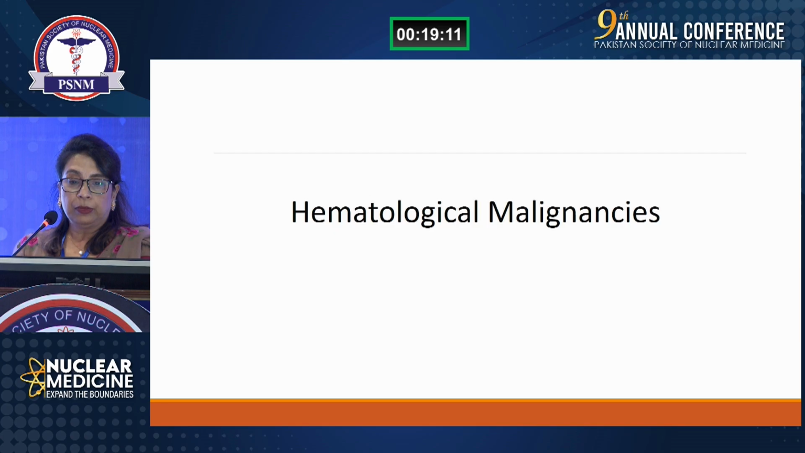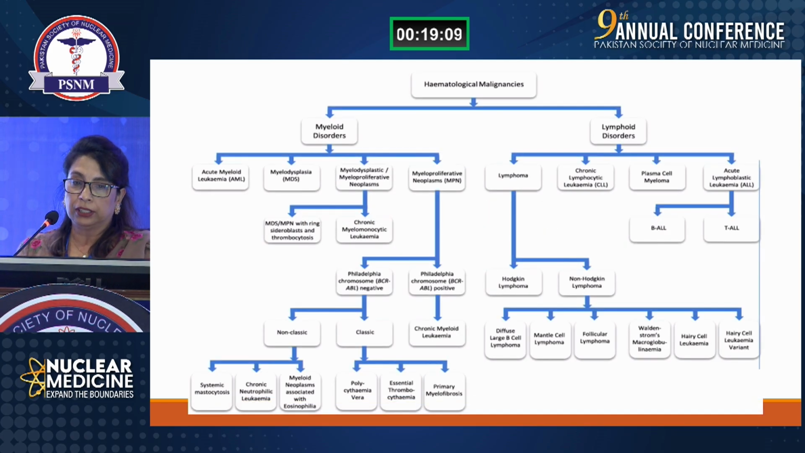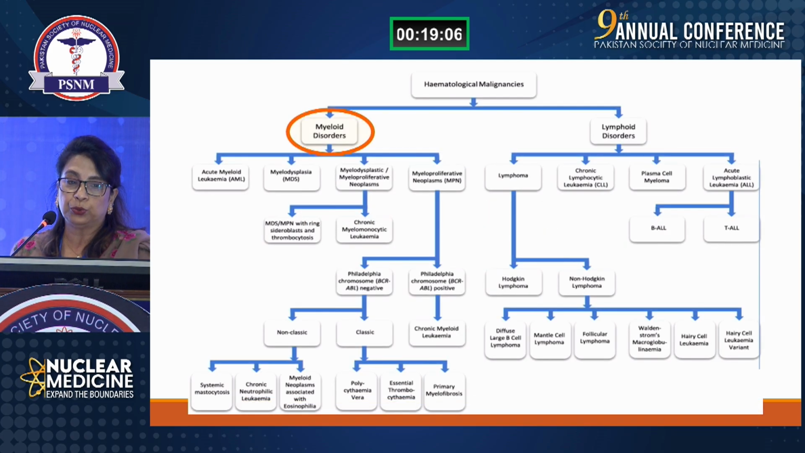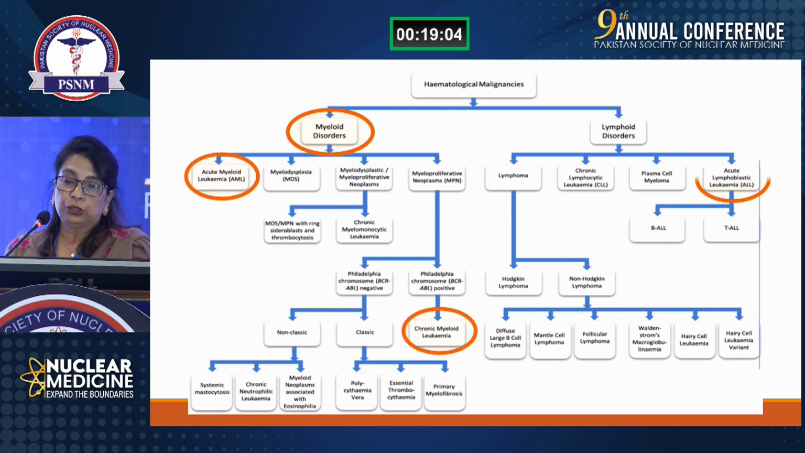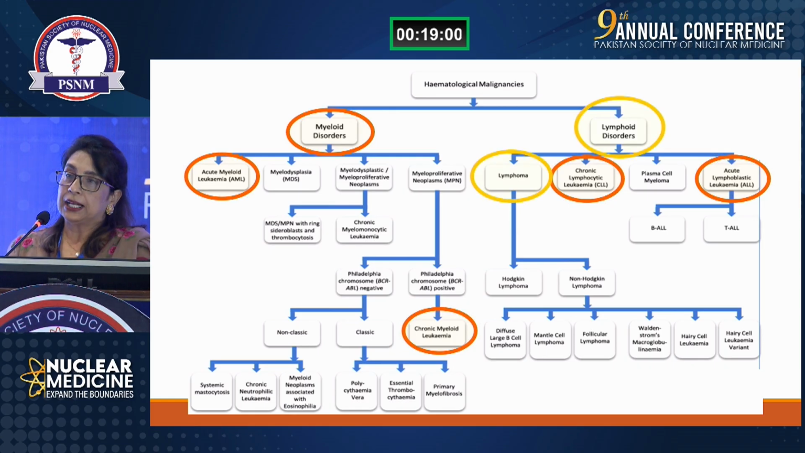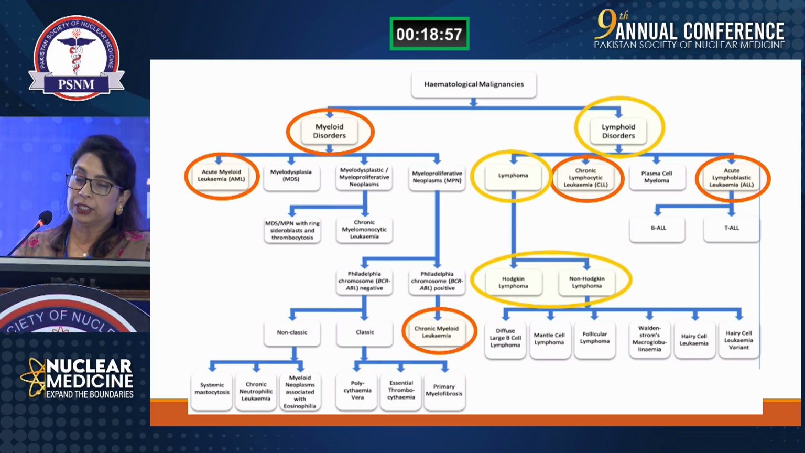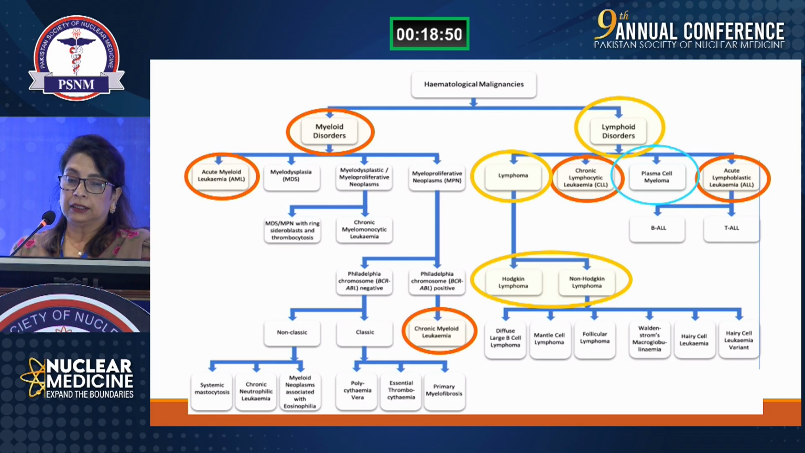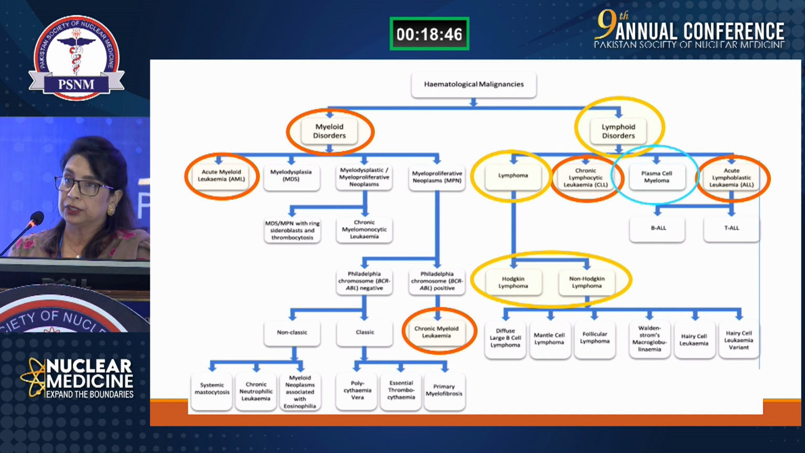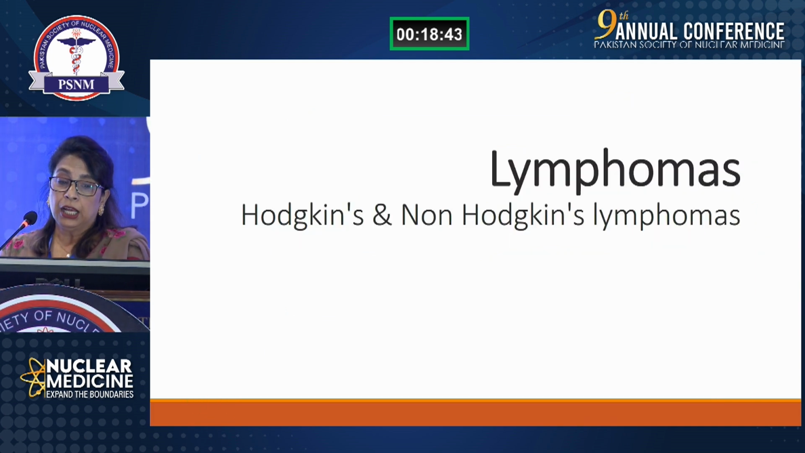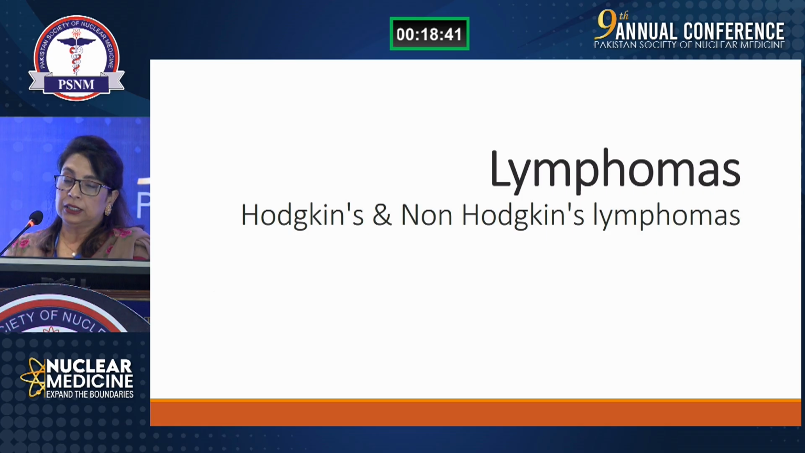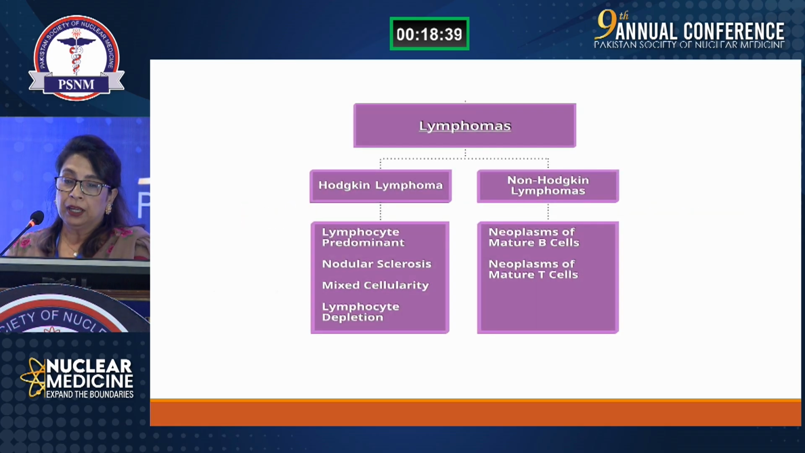We have a long list of hematological malignancies, in which we have the myeloid disorders, which include the acute and the chronic leukemias, the lymphoid disorders, which have the lymphomas, the major ones being Hodgkin's and non-Hodgkin's, and then finally the plasma cell myeloma. Because PET-CT has the greatest gift to the lymphomas, we will be discussing these in a bit more detail. So first and foremost, lymphomas, these are the Hodgkin's and the non-Hodgkin's lymphoma.